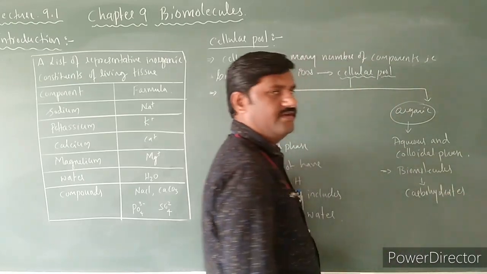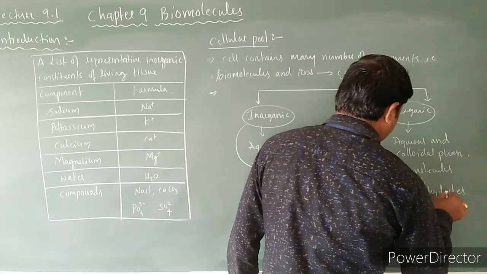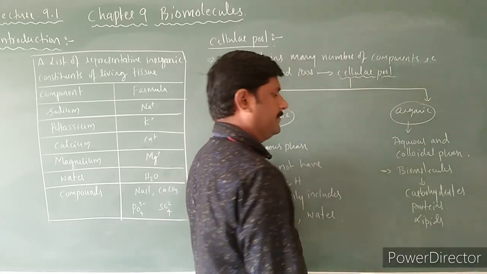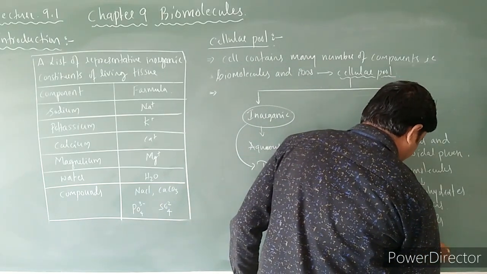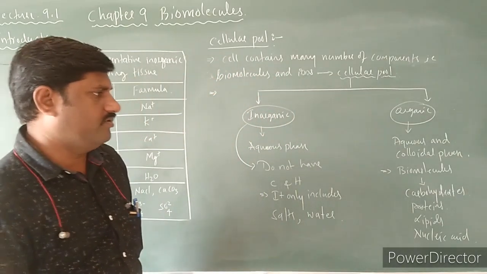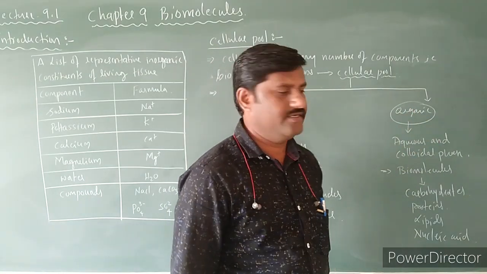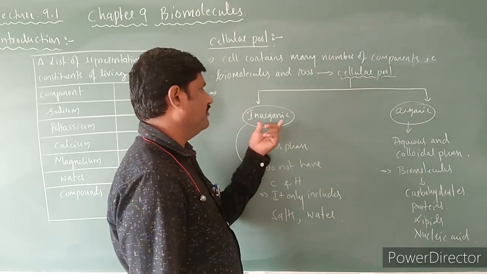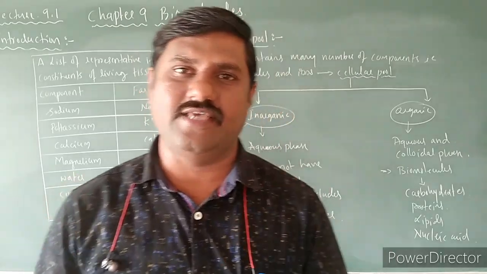What is it consisting of? Carbohydrates. It consists of proteins. It consists of lipids. Okay, so all such kinds of organic compounds, and also nucleic acids. All these are present in biomolecules, which are present in the organic part. All these together form the organic part, and all these together form the inorganic part, that are present in the living system or in a cell.